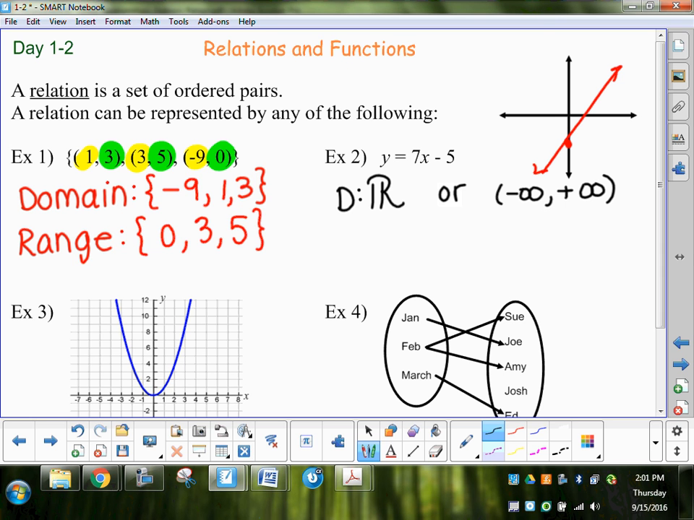You always put parentheses for negative and positive infinity because it's not a number, it's an idea. You can't hold that many apples. Now, the next thing is what our range is going to be.